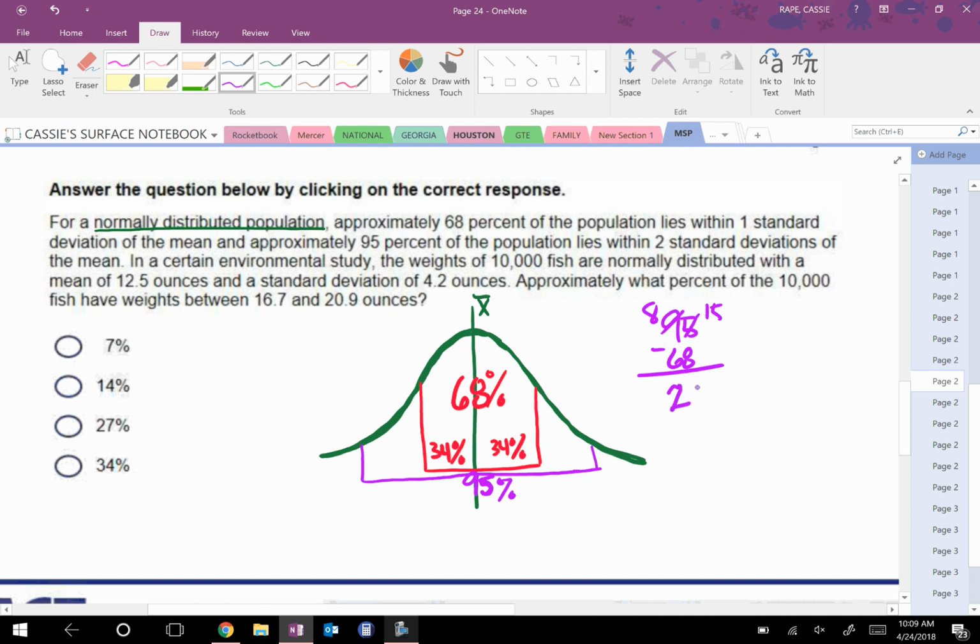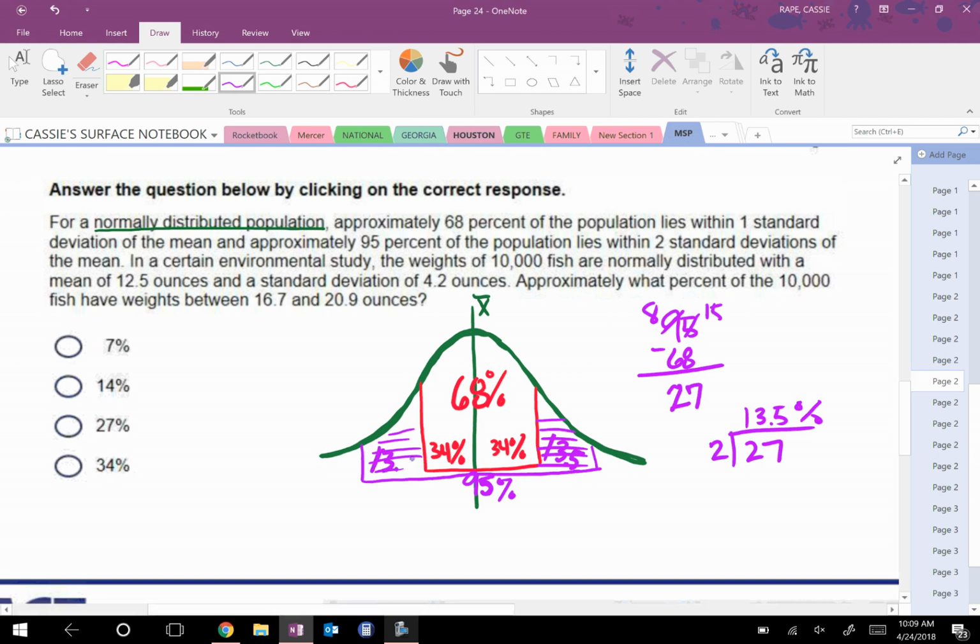27% for this region here and this region here, which if you split that into two, you're going to get 13.5%. So 13.5% of the data is going to live here in that little block that is greater than one standard deviation, but less than two standard deviations from the mean.